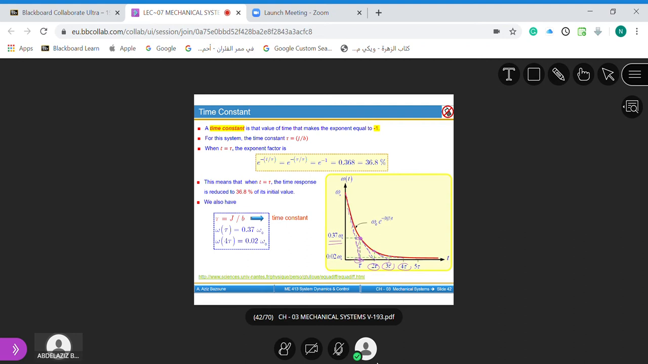So at tau, the response is 0.37 here. At 4 tau, when t is equal to 4 tau, the response will decay to 2%. The response will be a value of 2%, 0.02 omega naught. This is how to find the value of the time constant. The time constant is a characteristic of the system, how fast it will decay.